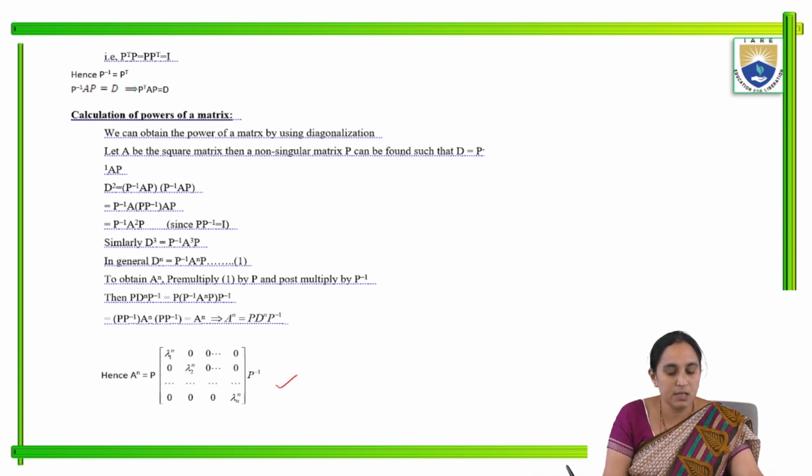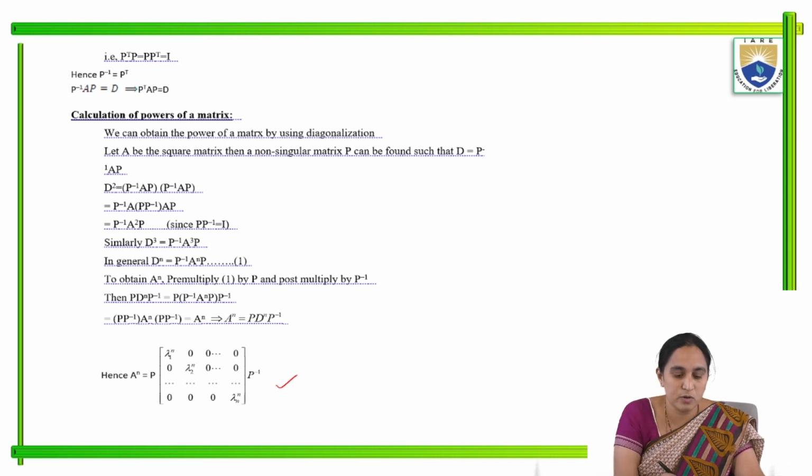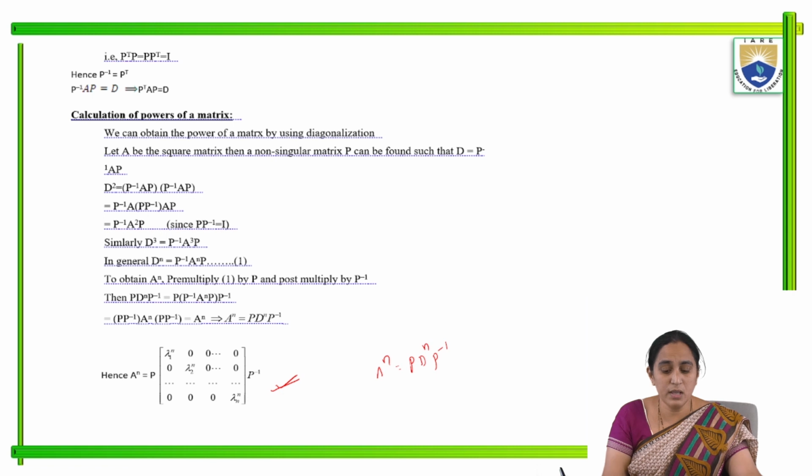A power n is equal to P into the diagonal matrix with lambda 1 power n, lambda 2 power n, and so on up to lambda n power n, into P inverse. Sometimes they ask, after the diagonalization, for the calculation of powers of a matrix. Further, what about the formula? This is the formula: A power n is equal to P into D power n into P inverse. This is the concept of the calculation of a matrix.